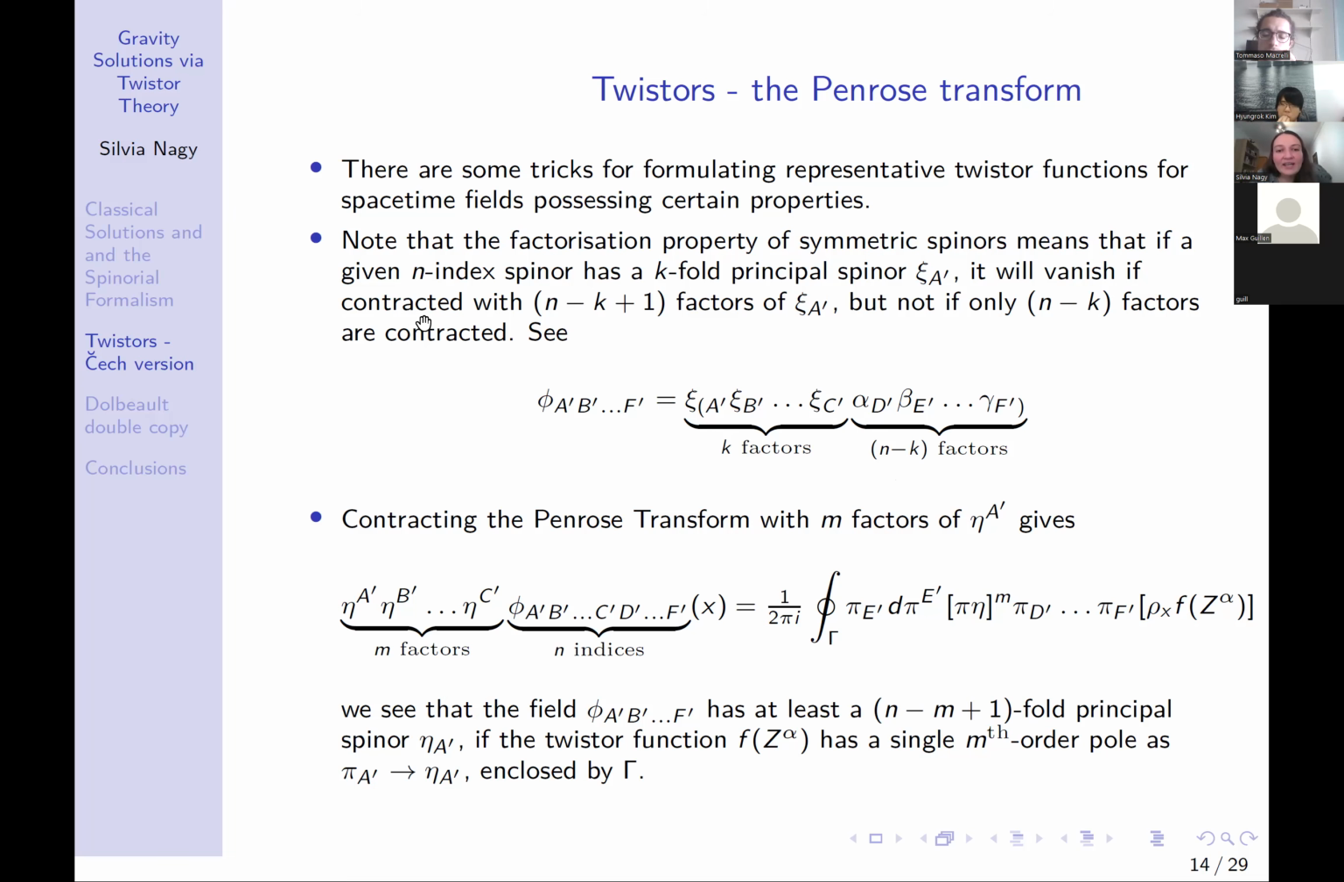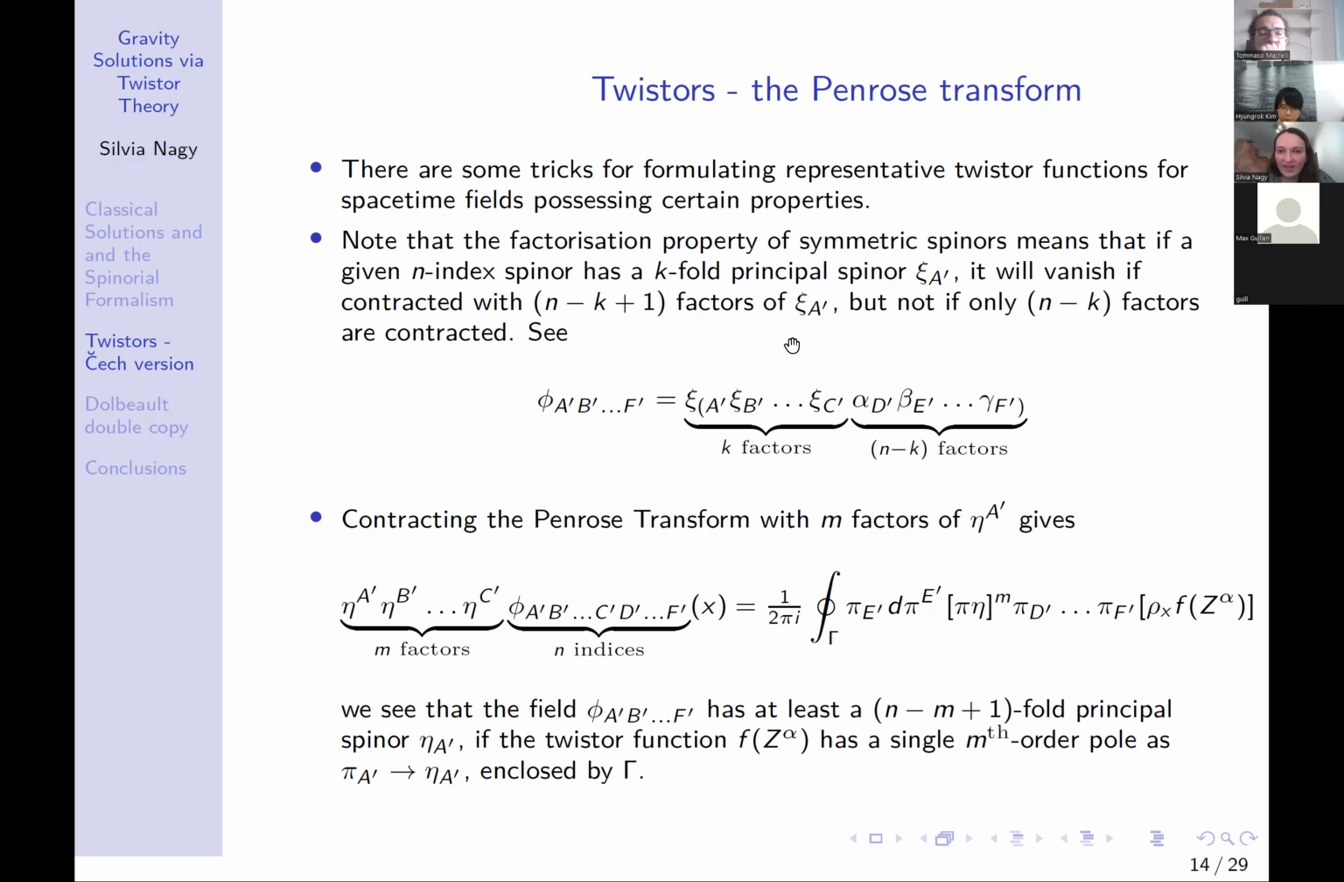This guy will vanish if I contract it with n minus k plus 1 factors of this psi, but not if I only contract it with n minus k. So hopefully you can see this from the way I've written things here. Something that I think should be obvious is that if I contract one of the spinors with itself, it will vanish, right? Because it's a 2-component spinor where the components are bosonic, and I'm contracting with the epsilon tensor.